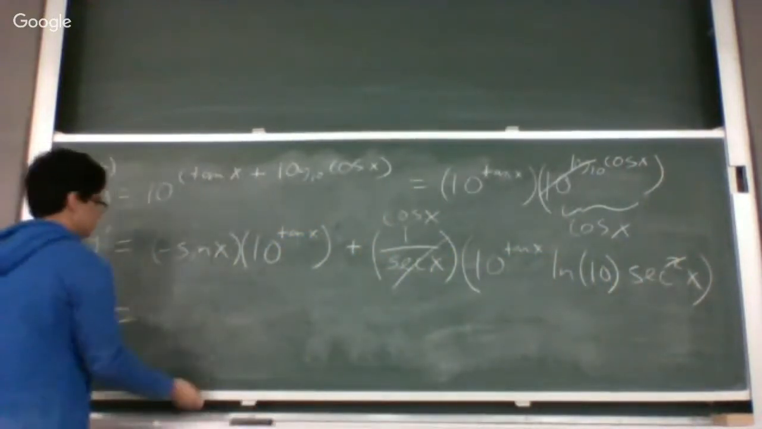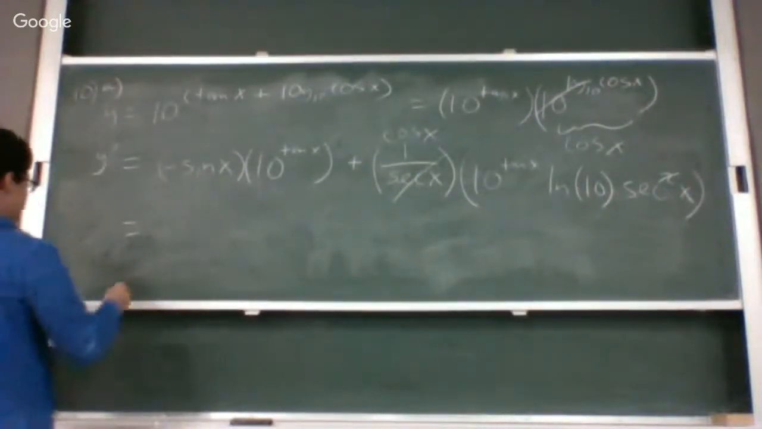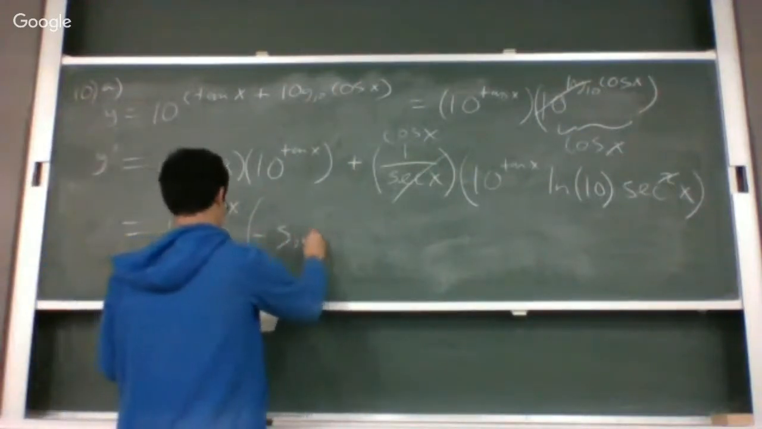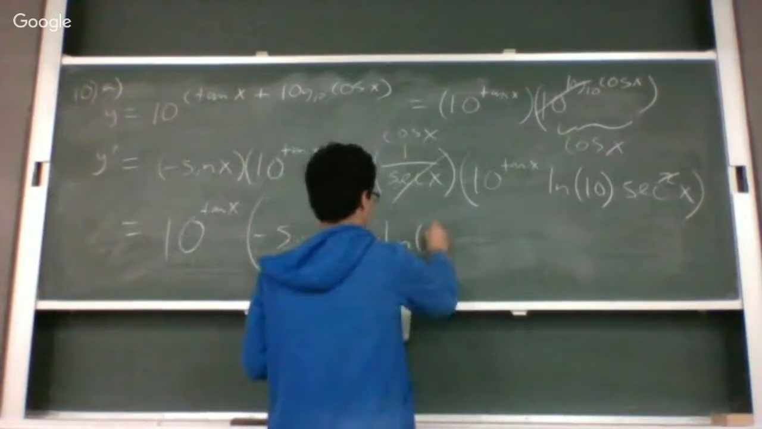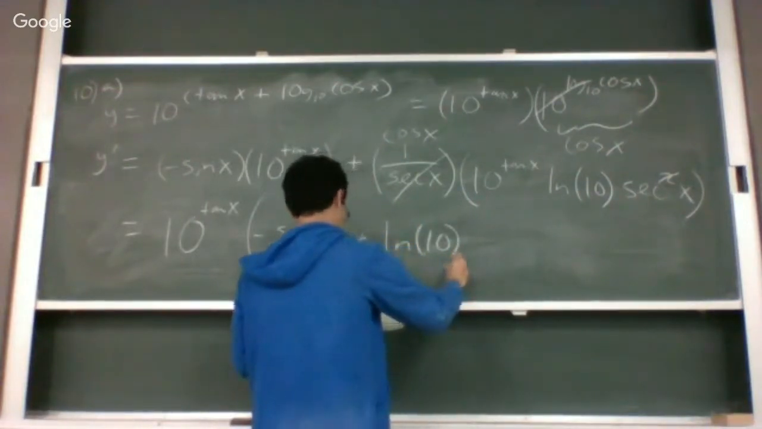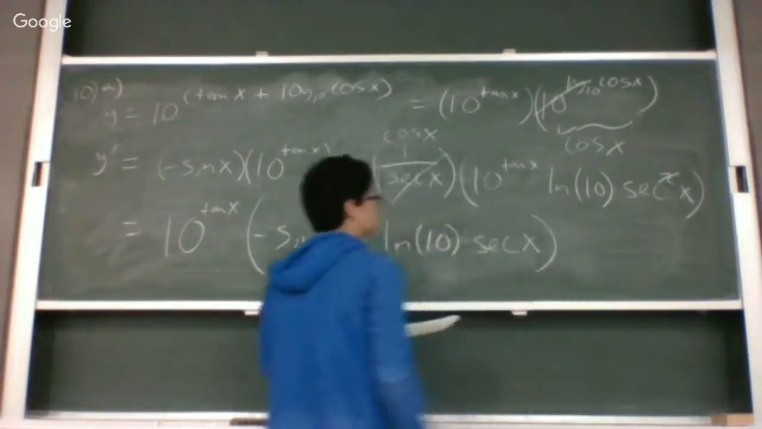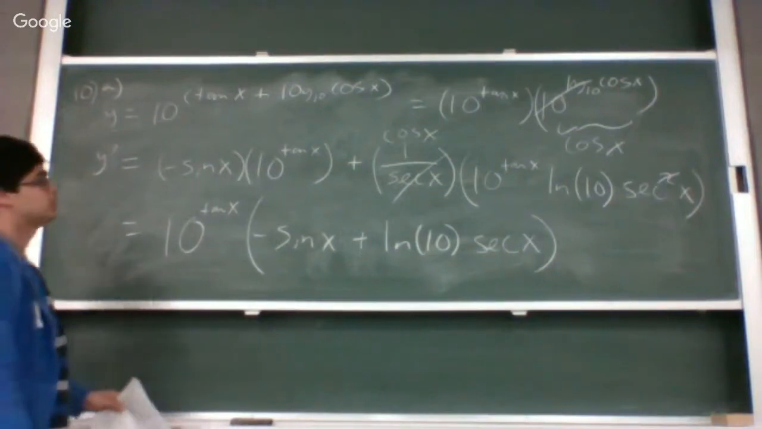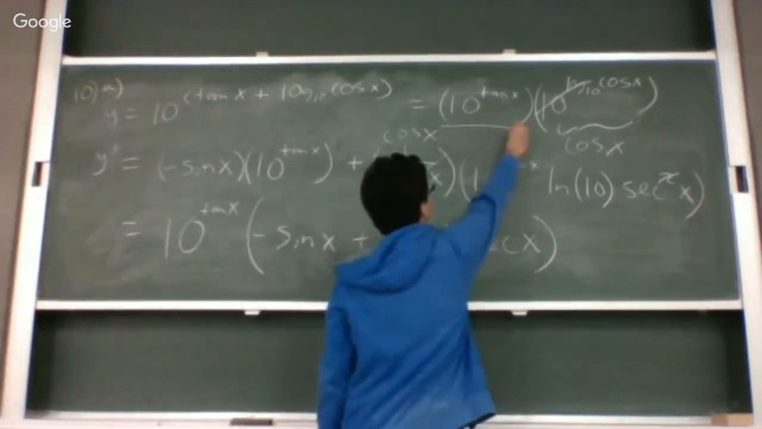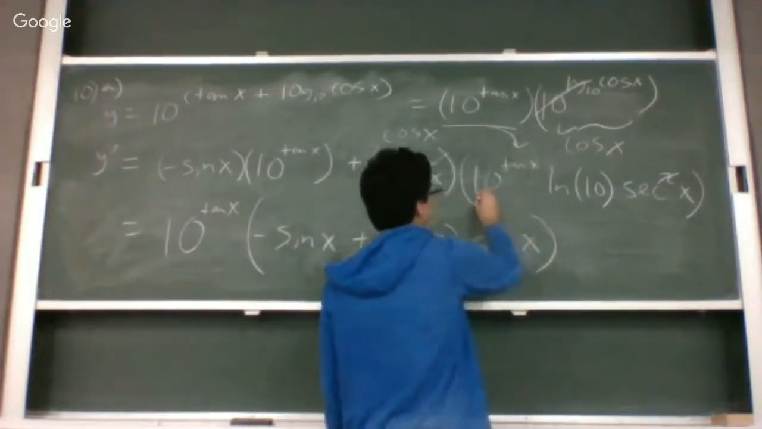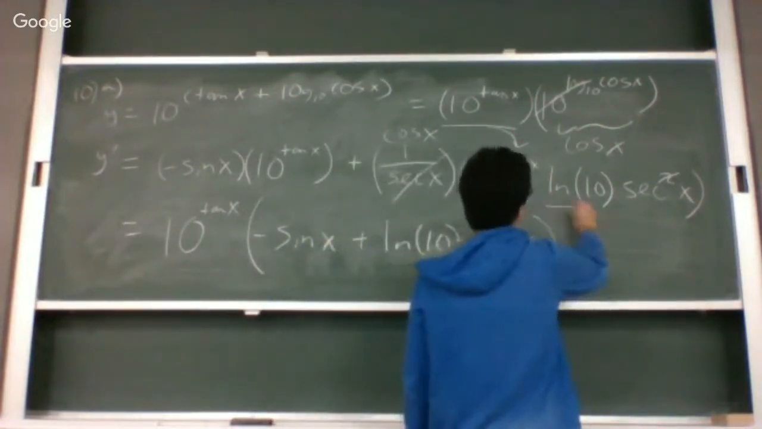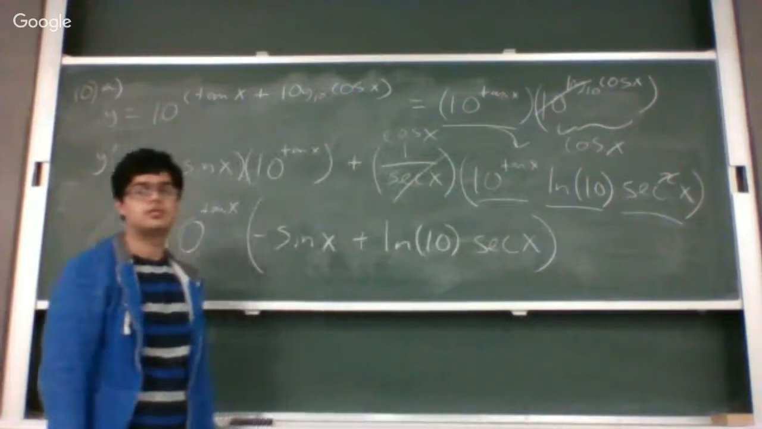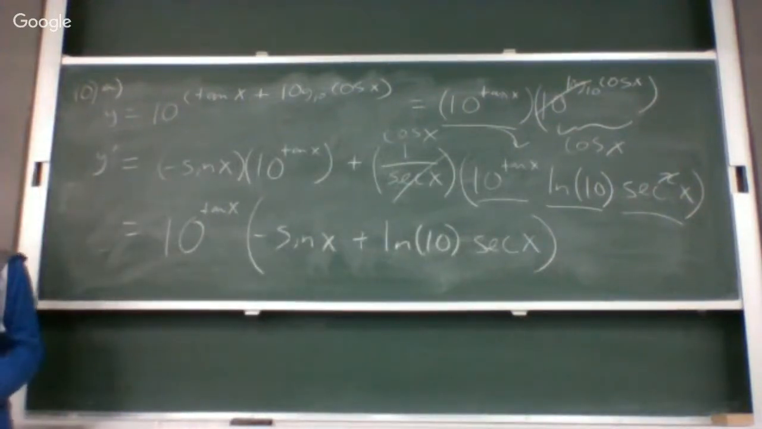So in the end, our answer is 10 to the tangent of x times the quantity negative sine of x plus natural log of 10 times secant of x. Taking the derivative of this is just remembering the rule that you have the same thing times the natural log of the base times the derivative of the exponent. And all those rules are in the review that's on Blackboard.